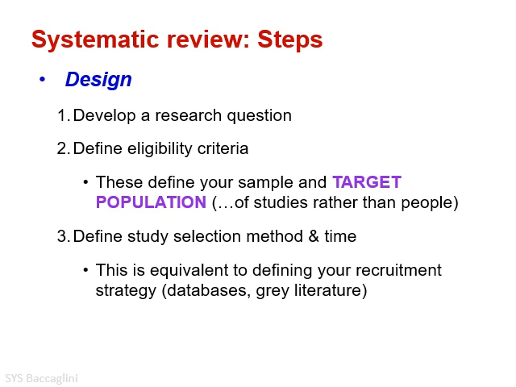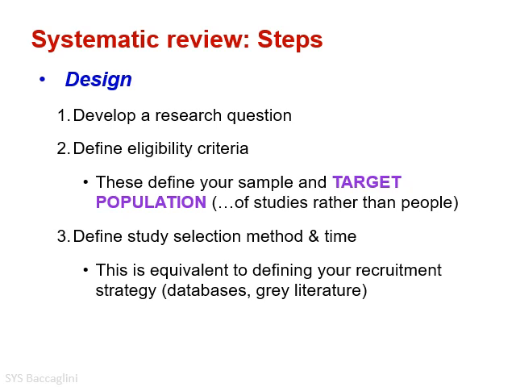Keep in mind, though, that we're talking about studies, not people. So the sample is the sample of studies. The eligibility criteria are the criteria for your studies. Then you define the study selection methods and the time. If these were people, then it would be equivalent to defining your recruitment strategy.